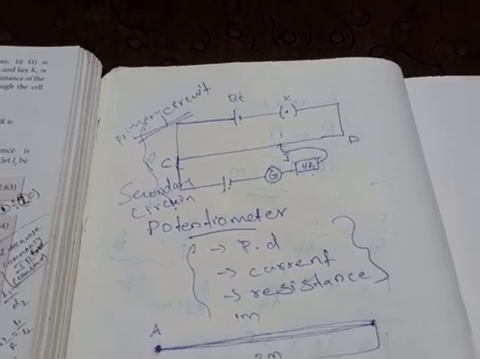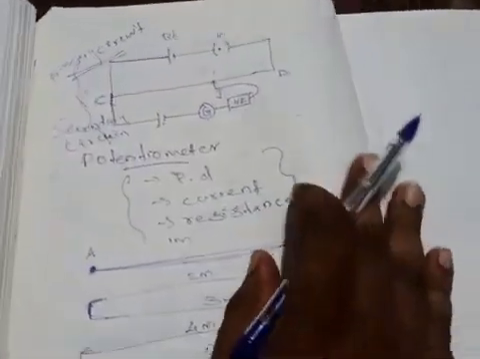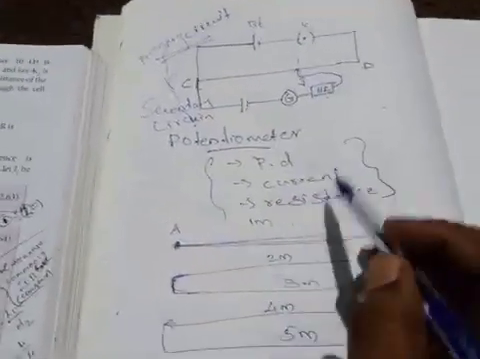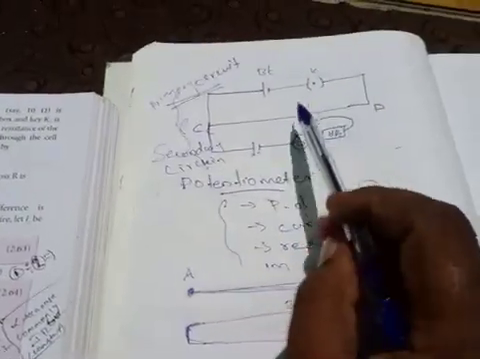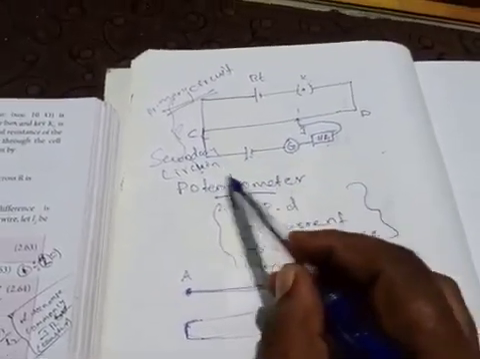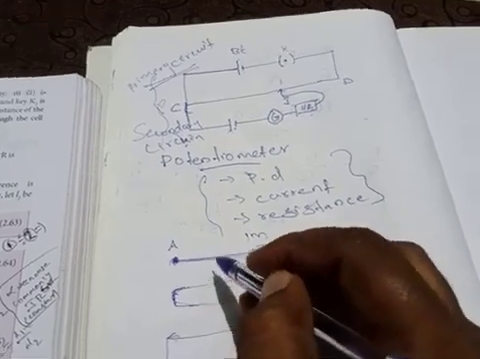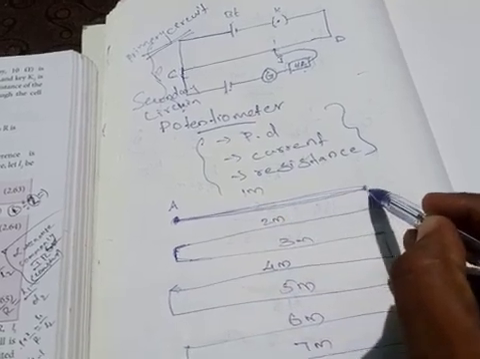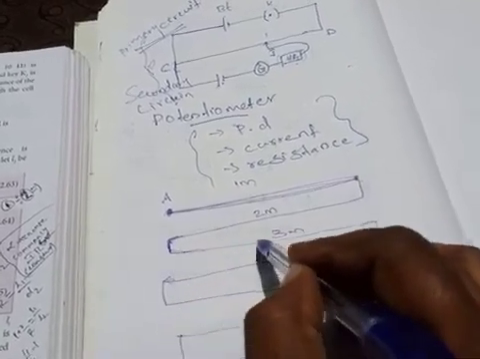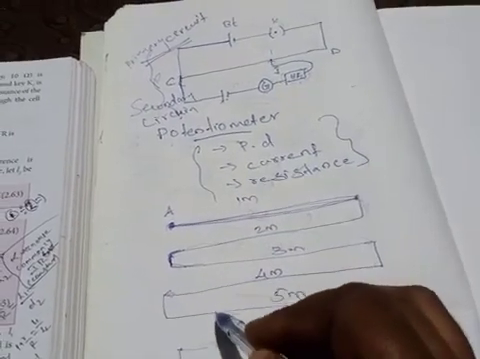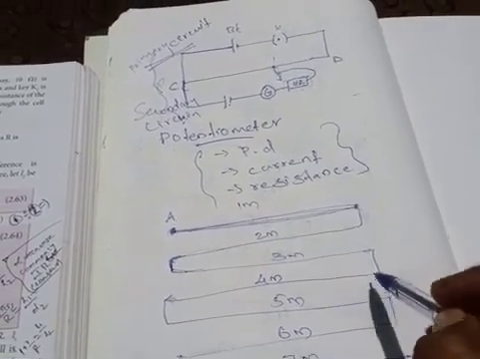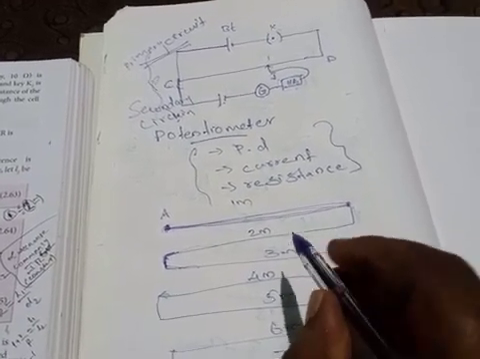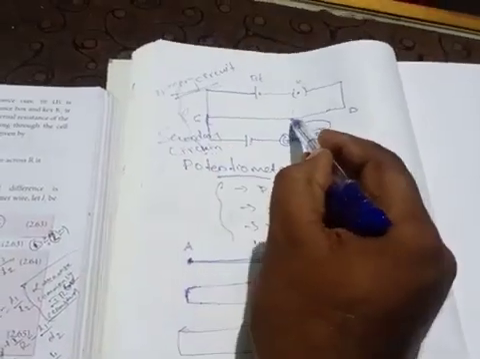Now I will tell you how we are doing this experiment. Just assume that you are moving this jockey over this wire. Over this wire means a 100 meter wire. Maybe you are starting from here and moving like this. When you are moving the jockey along the wire, we can see that the galvanometer deflects. When the jockey reaches some point, we call it CJ.